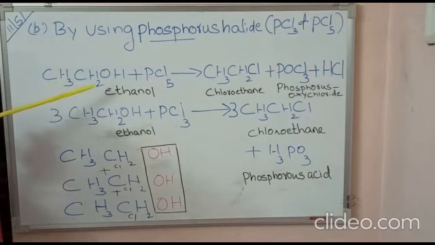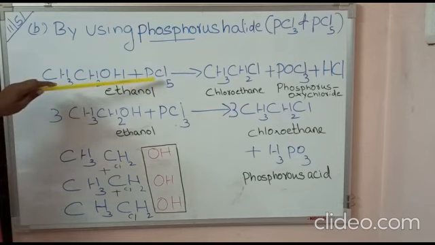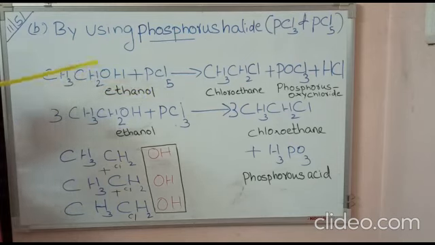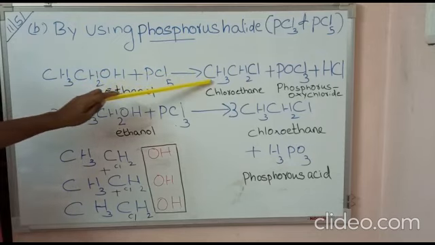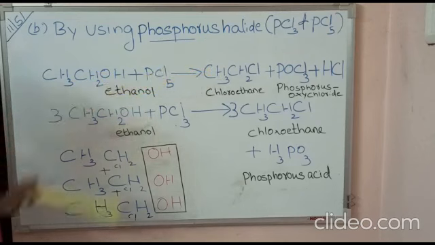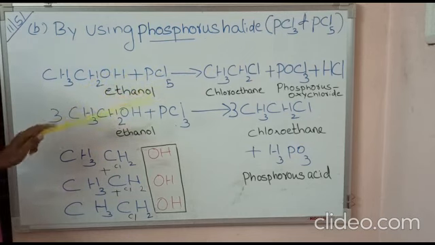This is the reaction between ethanol and PCl5. On adding PCl5 to ethanol, the OH group will be replaced by one chlorine atom of PCl5 and form CH3CH2Cl. Here the byproducts are POCl3 and HCl. POCl3 is phosphorus oxychloride.